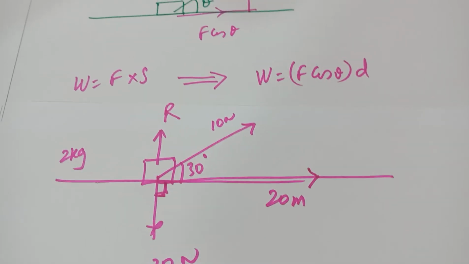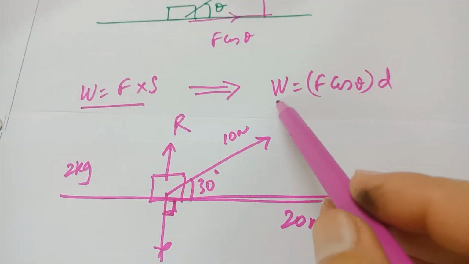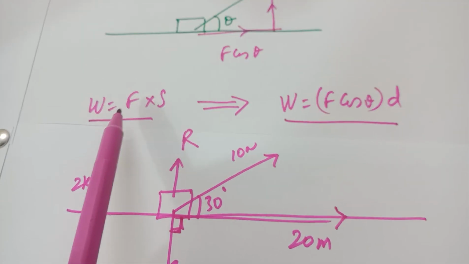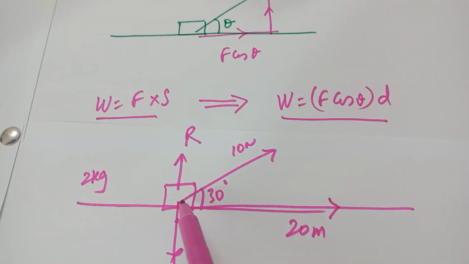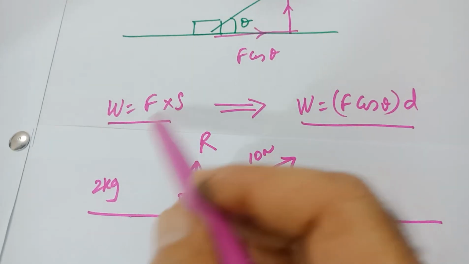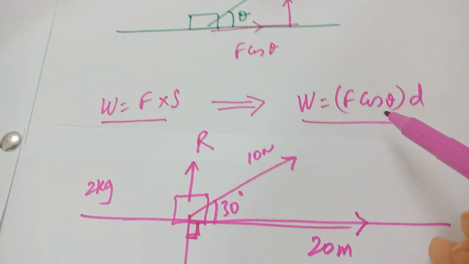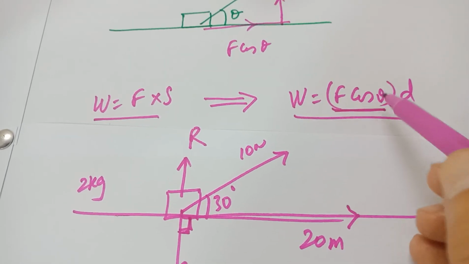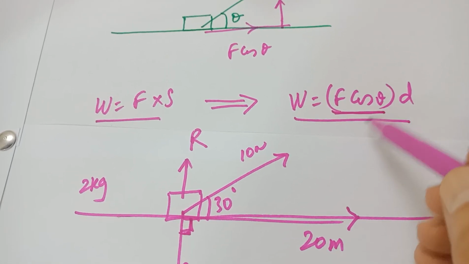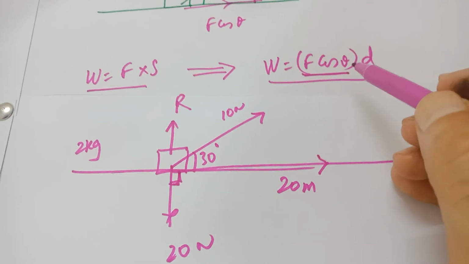So this is the second thing: our formula from F into S has gone into F cos theta into D. Obviously, if your force is not an inclined force, you will keep on using this formula. And if this is inclined, then you will have to use the component of the force which is in the direction of the motion.